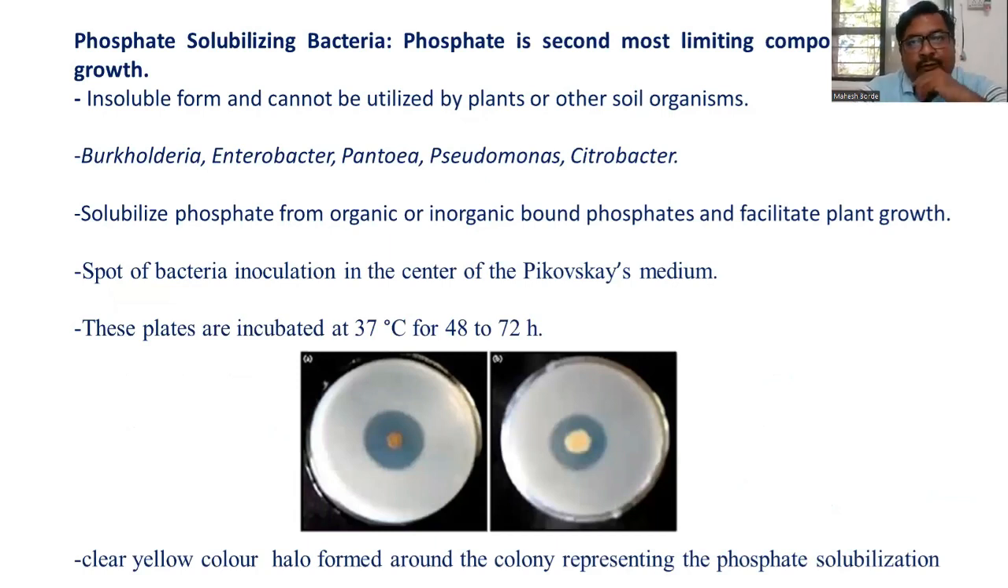There are also phosphate solubilizing bacteria, which are mostly Burkholderia, Enterobacter, Pantoea, Pseudomonas and Citrobacter. If you wish to isolate these phosphate solubilizing bacteria, we can grow them in Pikovskaya medium. The Pikovskaya medium contains an insoluble form of phosphate. If the bacteria form a clear zone, that means they are solubilizing the insoluble phosphate present in the medium, and we can call them phosphate solubilizing bacteria.